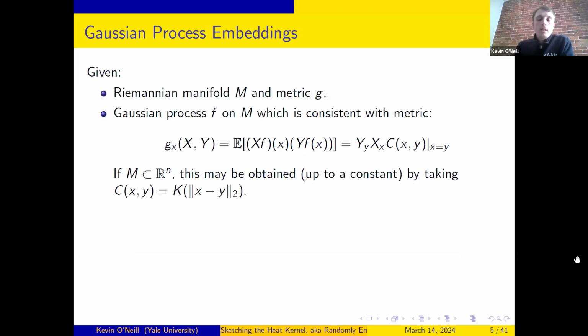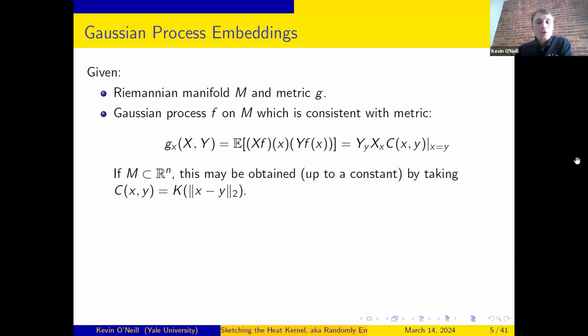Okay, so how do we use these to make embeddings? Well, we're given a Riemannian manifold and a metric g on it. And we want to not just take any Gaussian process, we want to take one that's consistent with that metric. Okay, so here's a fancy formula which describes this relation. It says that if you take any two directions in the tangent space, and you take the derivatives of the covariance function with respect to those directions at a particular point, then you should recover what the metric tells you about those directions.